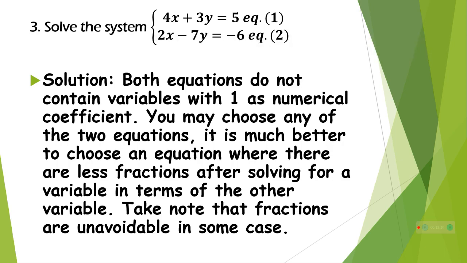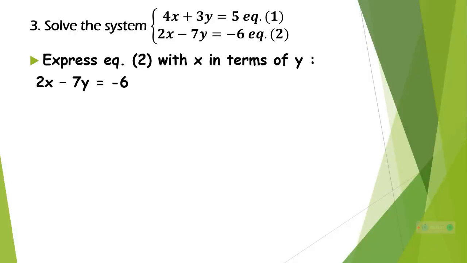It is much better to choose an equation where there are fewer fractions after solving for a variable in terms of the other variable. Take note that fractions are unavoidable in some cases. Okay? So to proceed, I have selected equation 2. So you are going to express equation 2 with x in terms of y. So you will obtain 2x equals 7y minus 6.